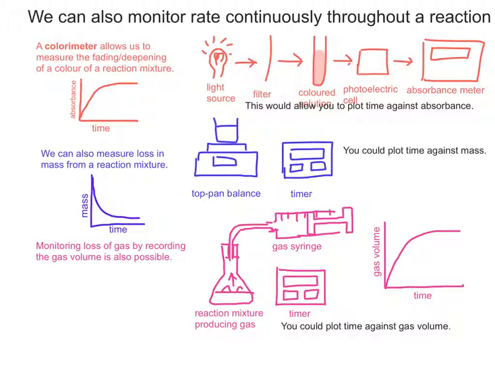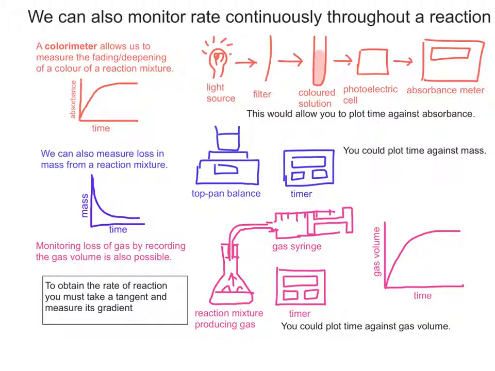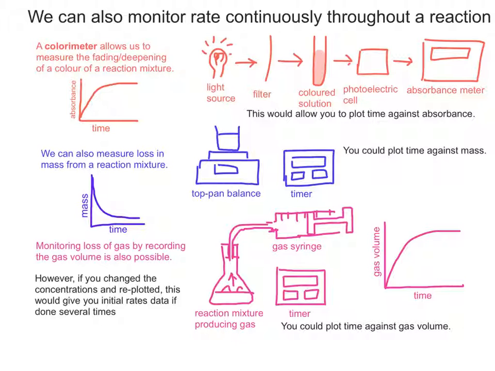So there's several different ways you can do it, but each method will involve plotting time against a change in mass or an absorbance or change in gas volume, for example. So all these are perfectly legitimate ways of measuring the rate continuously throughout a reaction. But to obtain the rate of reaction, you must take a tangent and measure its gradient. If you were to change the concentrations and replot several times, this would again give you initial rates data similar to the data we had on the previous screen.